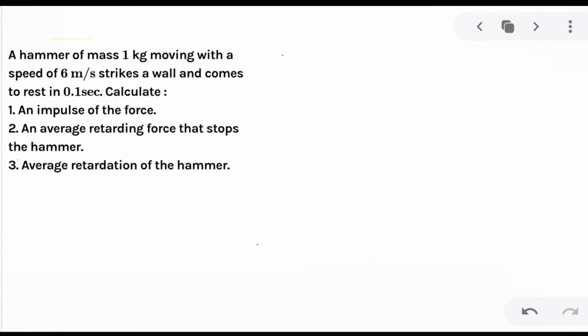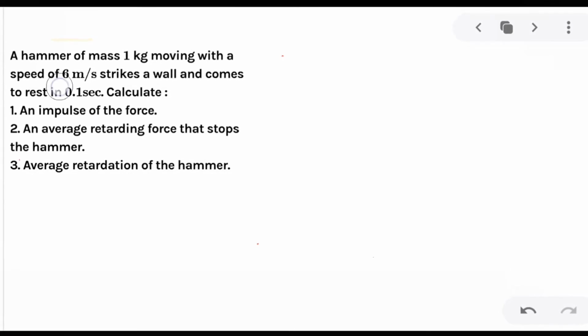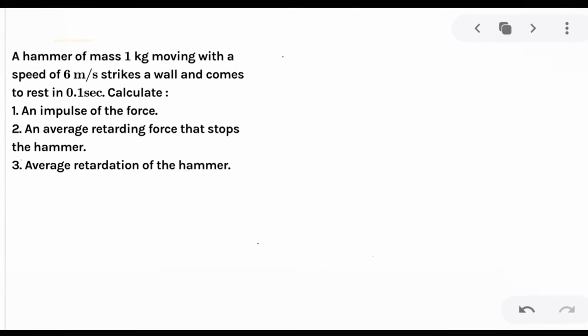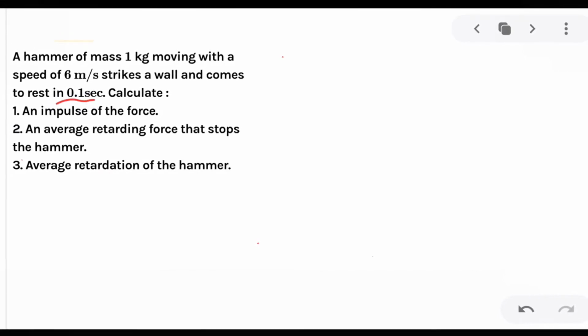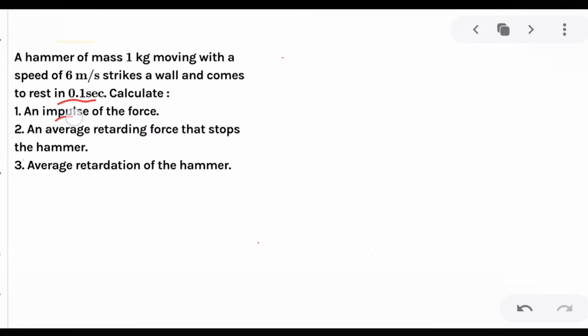So next question: a hammer of mass 1 kg moving with speed 6 meter per second strikes a wall and comes to rest in 0.1 second. Calculate the impulse of the force. So what is the impulse?